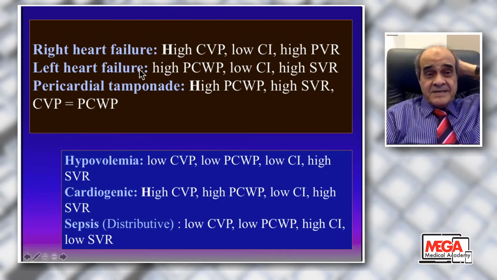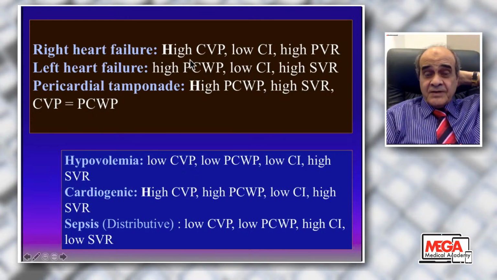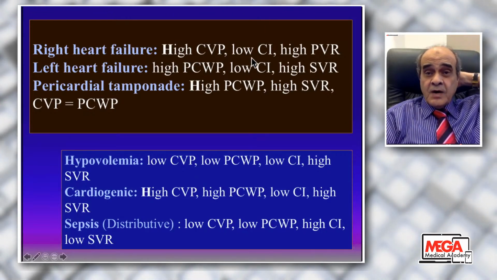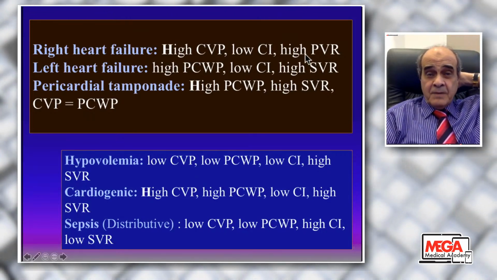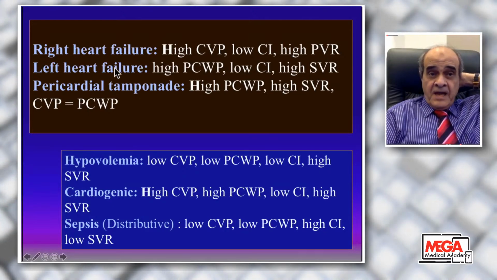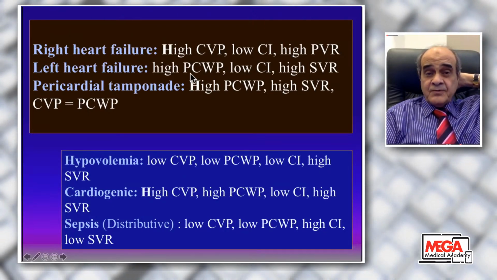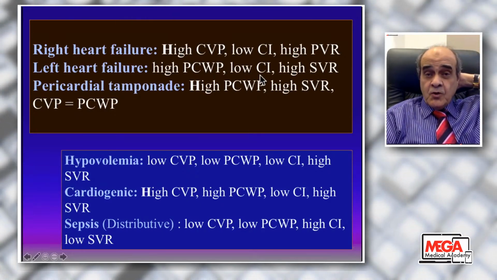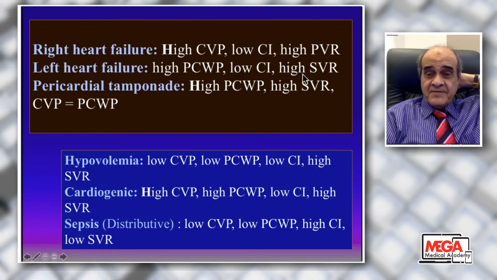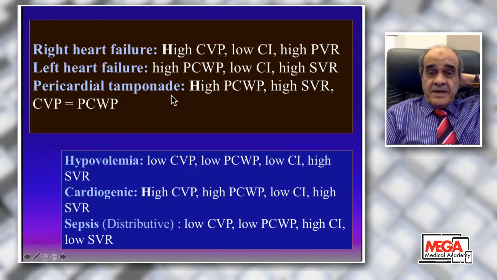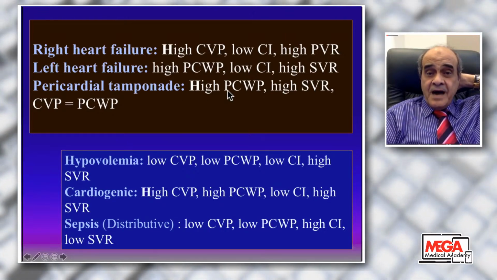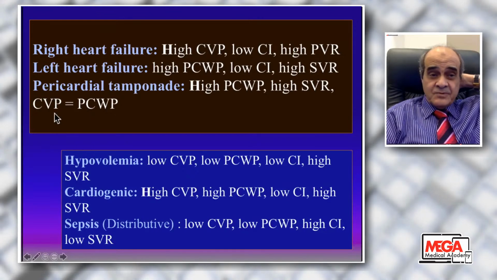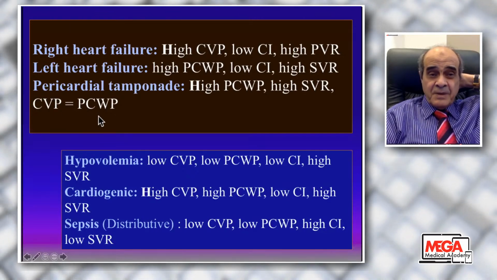Just to summarize here: in right heart failure, high CVP, low cardiac index, high pulmonary vascular resistance. Left heart failure, the patient will exhibit high wedging pressure, low cardiac index, high systemic vascular resistance. In pericardial tamponade, the high pulmonary wedge, high systemic vascular resistance, CVP equal to pulmonary wedge.